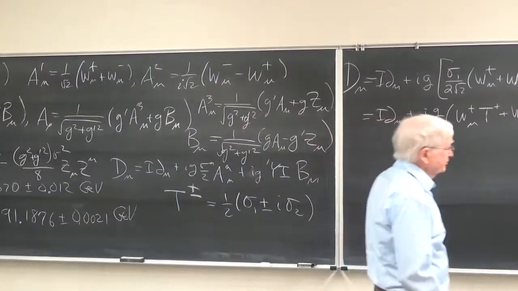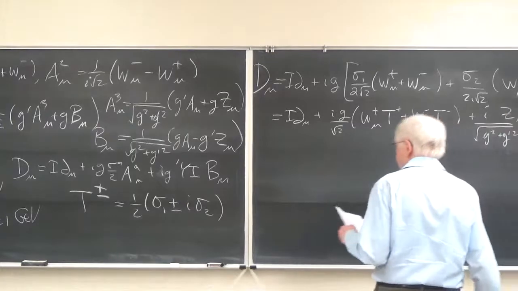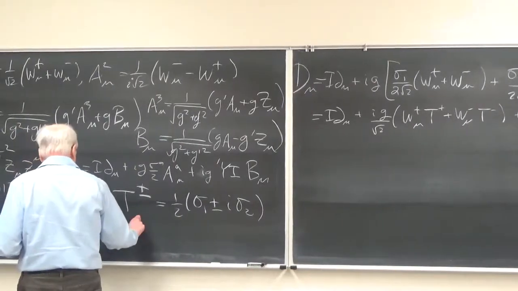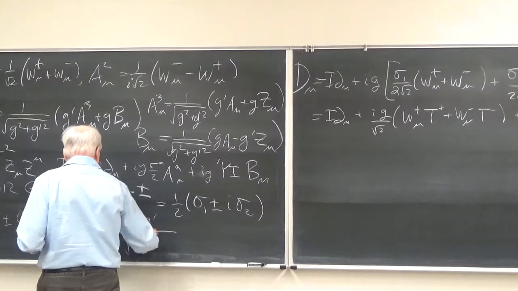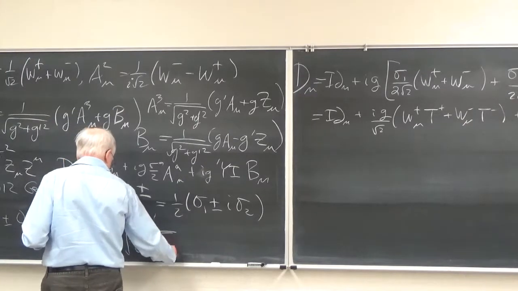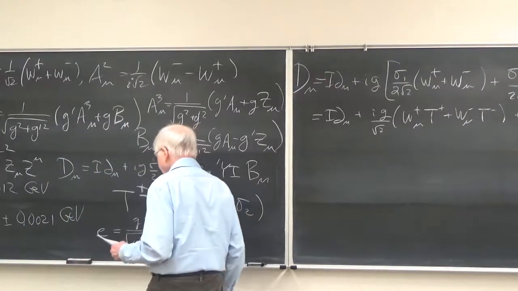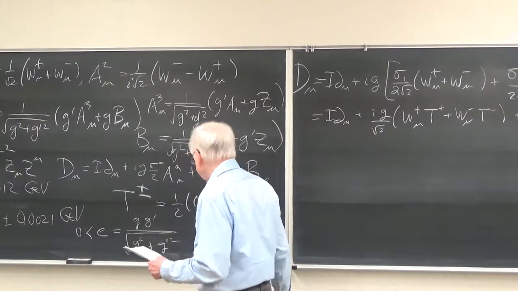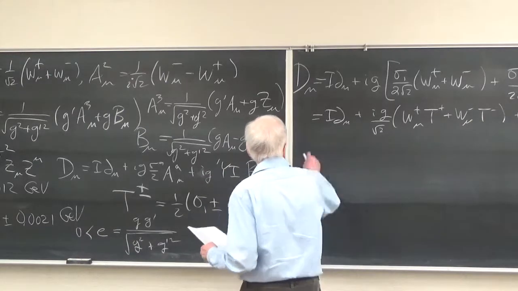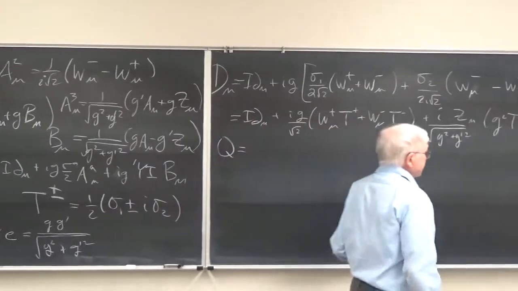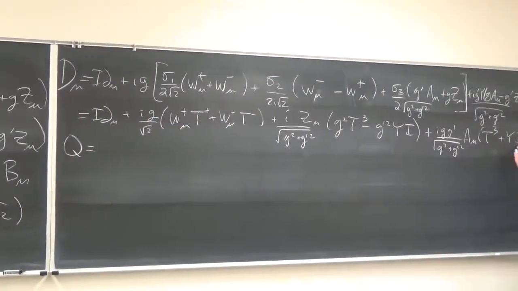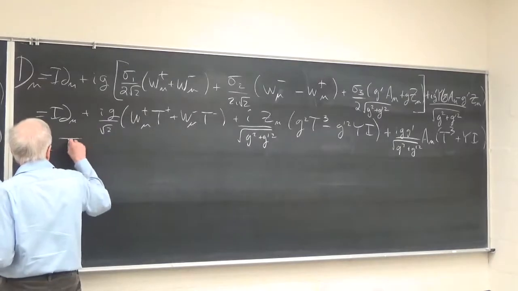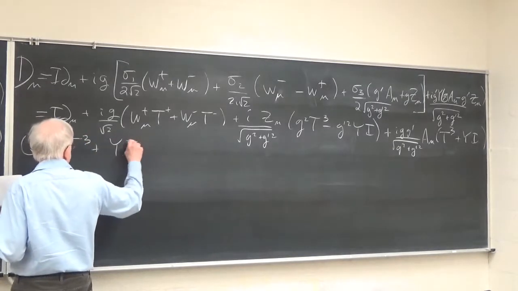The electric charge, or the absolute value of the charge of the electron, is e, and that's g g prime over the square root of g squared plus g prime squared. And I'm taking e as positive, the absolute value of that. The charge operator here is the thing that multiplies the photon, and that's T3 plus Y. So this is T3 plus Y times the identity.